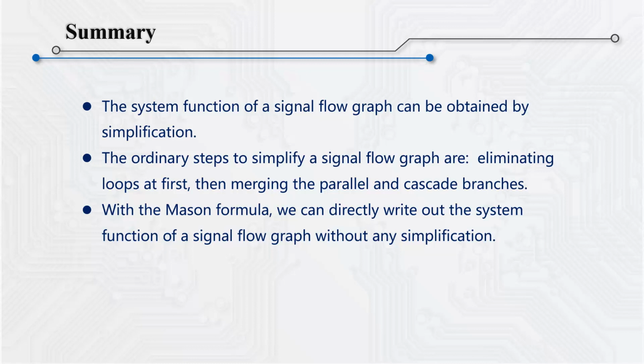Thirdly, with the Mason formula, we can directly write down the system function of a signal flow graph without any simplification. However, it uses some concepts related to loops and forward paths.